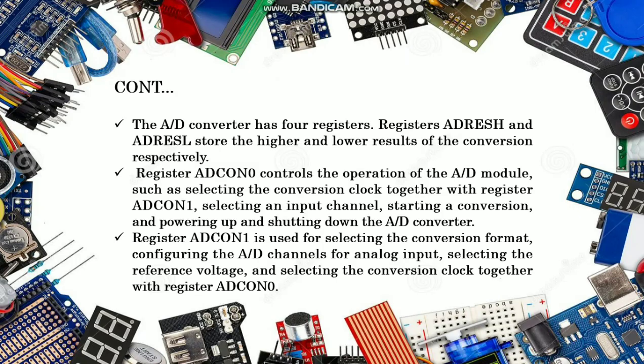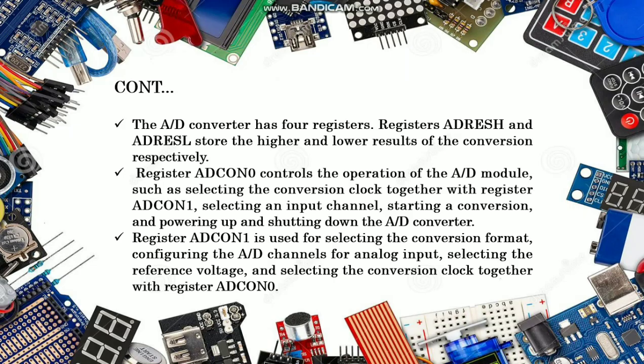The analog to digital converter has four registers, which are ADRESH, ADRESL, ADCON0 and ADCON1. ADRESH and ADRESL store the higher and lower bytes of the conversion result respectively.